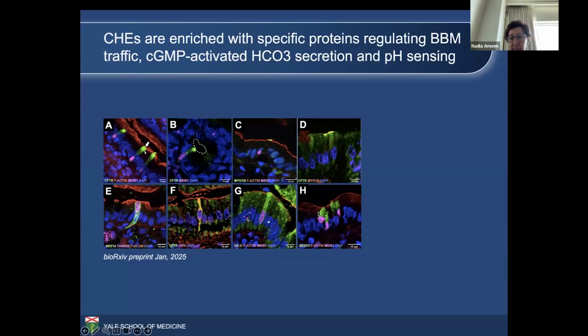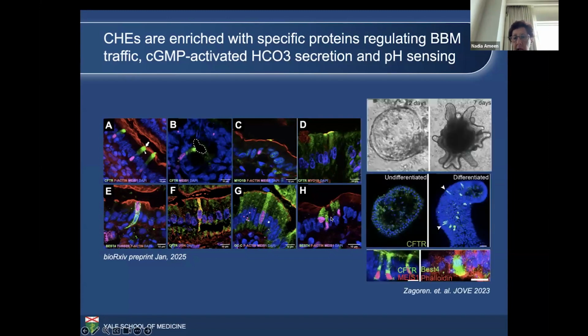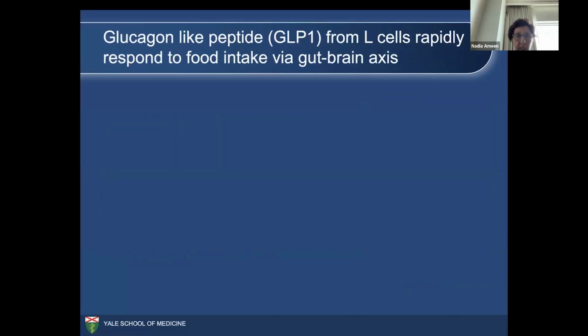And in some sections, we could see BEST4, not just on the membrane, but in the basal part of the cell. And we used our rat organoid model to confirm some of the localization. You can see in the undifferentiated organoid, which is like a crypt, you don't see the cheese cells, but in the differentiated organoid, you can see many cheese cells, highly enriched for CFTR and mice1 and also bestrophin 4. So we have a model to study these cells.